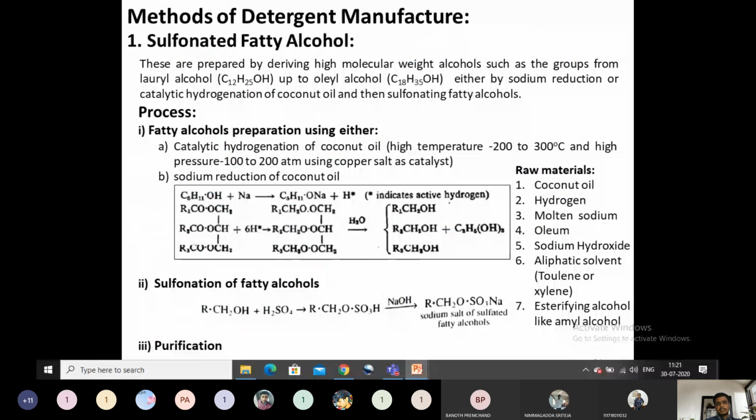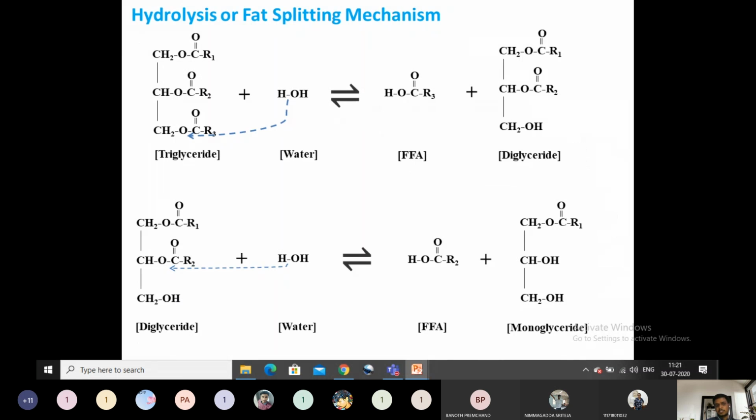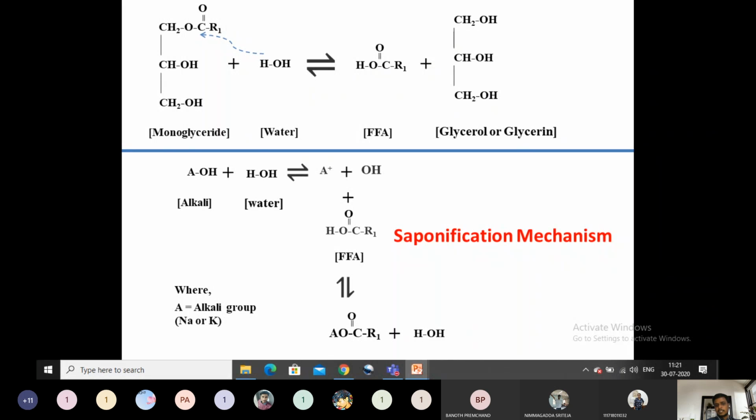This PPT is arranged with the mechanism of fat splitting or saponification. You can refer to this one. The hydrolysis of fatty acid mechanism I have given in the last two sheets of this PPT. So this is the saponification process. In the saponification mechanism, you can see the alkali, which is nothing but NaOH or KOH. The alkali is reacting with water, so here it will form a plus cation and OH minus anion.